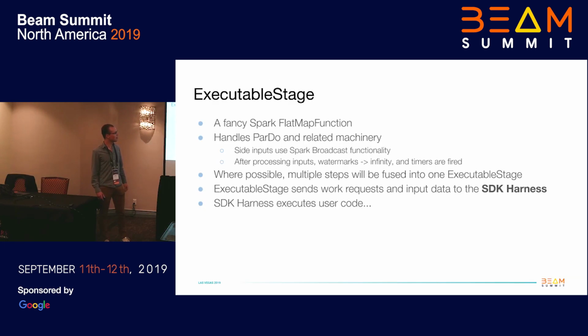So let's get into the weeds a little bit here. The executable stage is just a Spark flat map function, really. It's maybe the world's most overloaded Spark flat map function, but that's all it is. Like I said, it's going to handle your ParDos and all of the related machinery that Ismaël mentioned earlier, with side inputs, which are still going to use Spark broadcast variables, and it's also going to handle watermarks and stuff. But as I said, we only have batch right now, so that's relatively simple. And the other thing about the executable stage is that because we're going to shell out this work to an SDK harness, we don't want to have more of these than we need to. So to reduce that overhead, we're going to fuse a bunch of these steps together. Wherever we can, we put together user-defined functions into one executable stage, so it can all be done in one pass, as opposed to multiple.